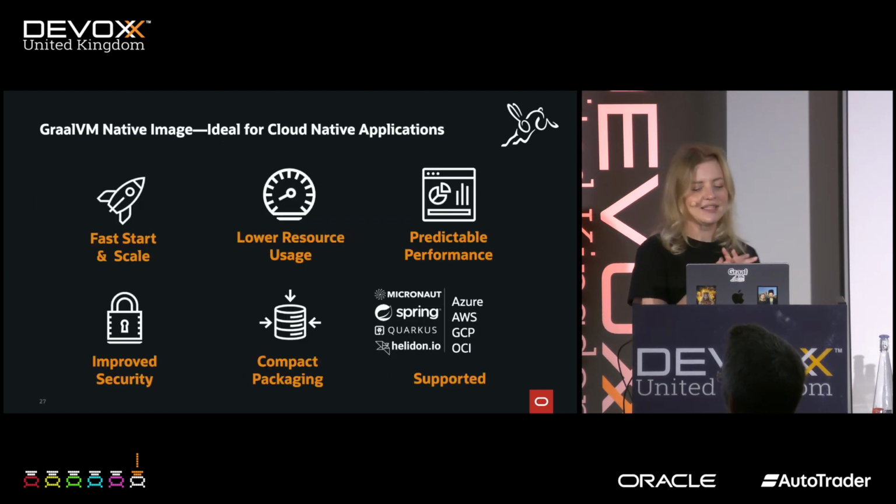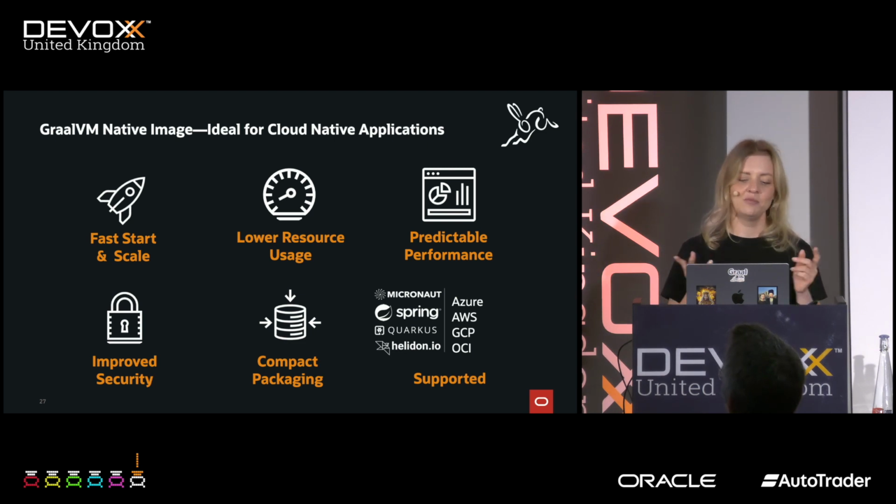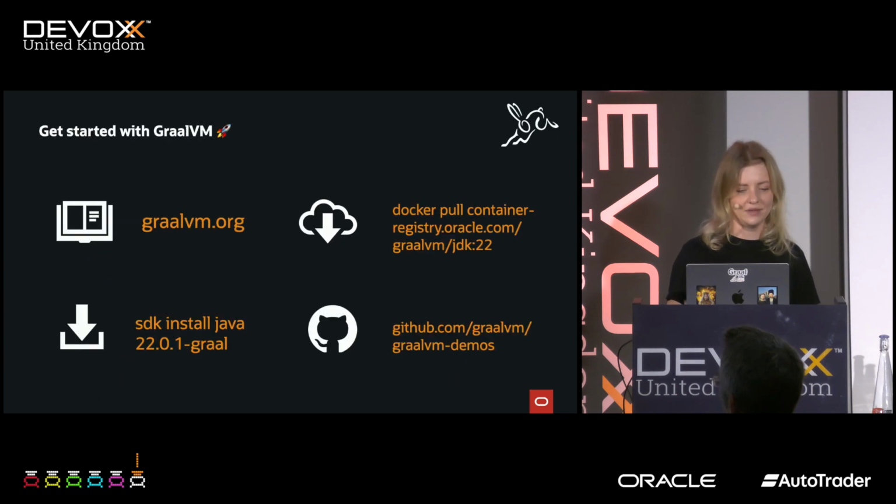Okay, so to summarize, what GraalVM gives you is fast startup, as we've seen, but also lower resource usage, specifically lower memory and CPU usage. You can also have a much more predictable performance from the very first milliseconds. Your application is immediately available. There is no warm-up curve. It adds an additional layer of security on top of your JDK deployments. You can have much smaller packaging size, and there are a lot of libraries, tools, and frameworks out there to help you build your application with GraalVM native image.